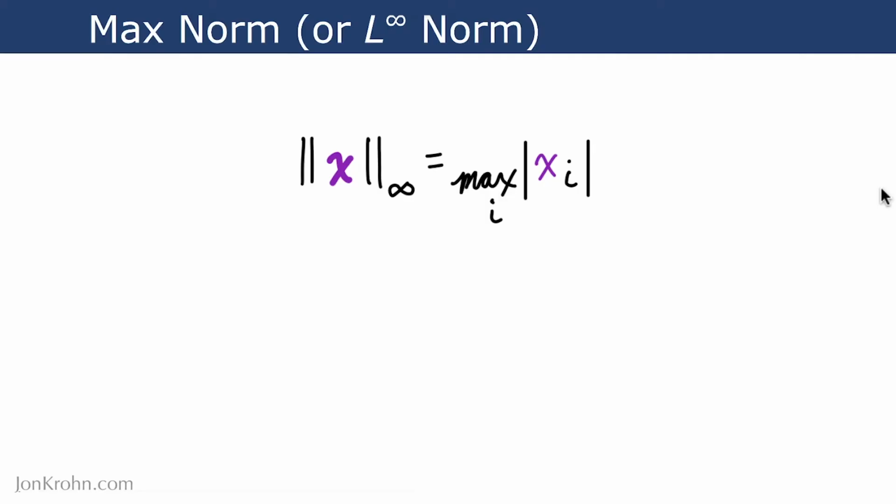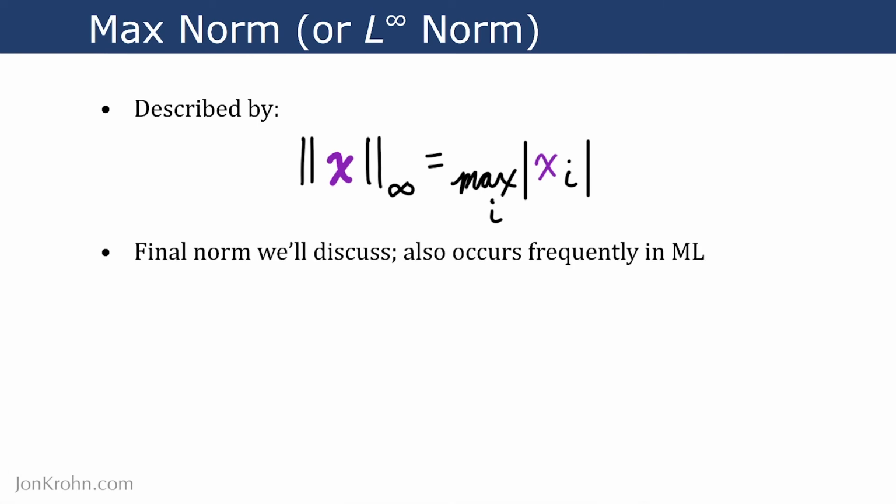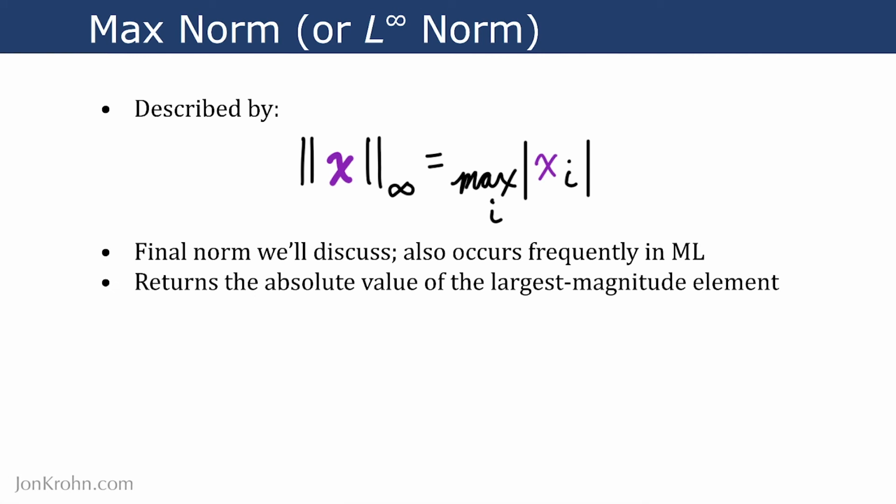The final norm that we're going to just skim over here is something called max norm, which we can denote with an infinity sign. This norm is defined by taking the absolute value of each of the elements and then simply returning the maximum value of each of those. This is the final norm we'll discuss. It also occurs reasonably frequently in ML, though probably less so than any of the other ones we've covered. It simply returns the absolute value of the largest magnitude element.